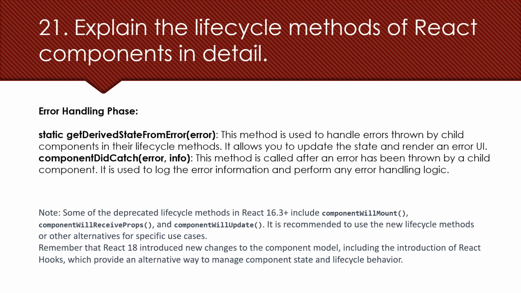The other thing is the error handling phase. This is something that was incorporated in the newer versions of React. The error handling phase has two methods. One is getDerivedStateFromError, which is used to handle errors thrown by child components in their lifecycle methods. This allows us to update the state and render an error UI. The other is componentDidCatch, which takes error and info as parameters.